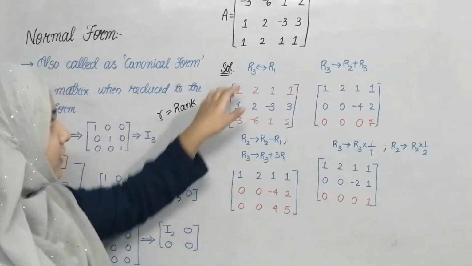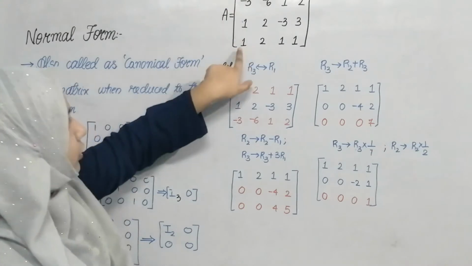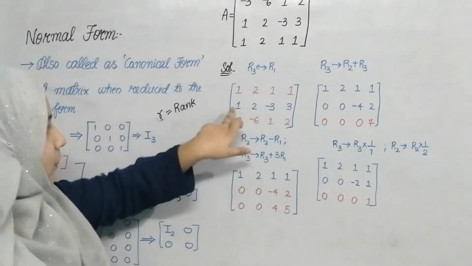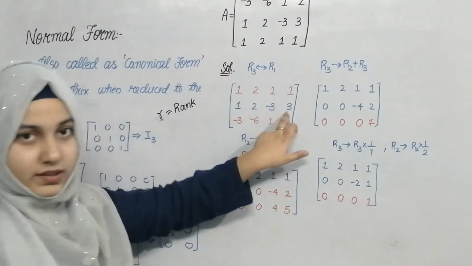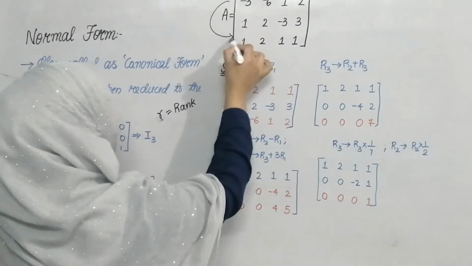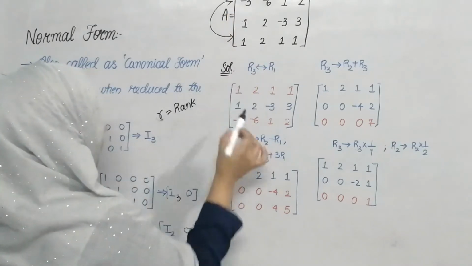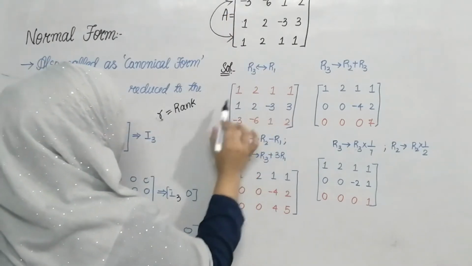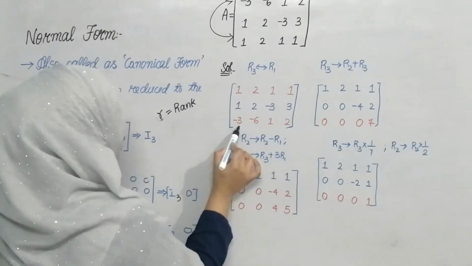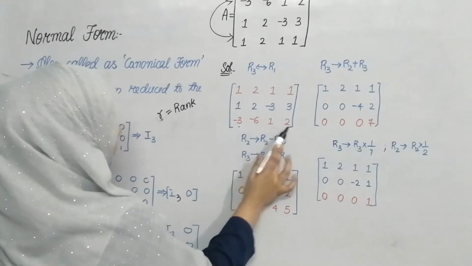So what are we doing here? First, interchanging row 1 with row 3. Obviously row 2 will remain the same, just simply interchanging these two. So this will become row 1 and this will become row 3. So 1, 2, 1, 1, row 2 will be as it is, and this will now be minus 3, minus 6, 1 and 2.